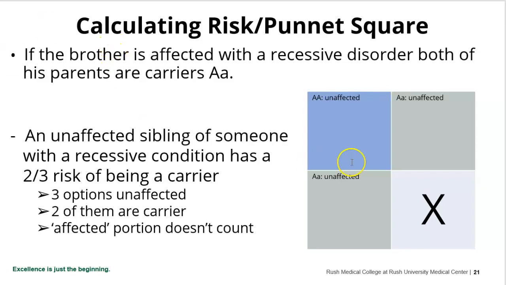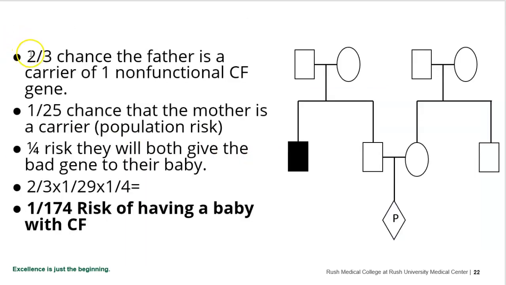So if mom and dad, let's make our Punnett square. The brother either got 2 good alleles, a good from mom, bad from dad, a good from dad, bad from mom, or both non-functional, but he didn't get this because he's not affected, so we can take this out. So there's only 3 possibilities left, and 2 of these 3 is that he's a carrier. So someone who has a sibling with a recessive disorder is at a 2/3 risk of being a carrier. So the chance that the father is a carrier is 2/3.